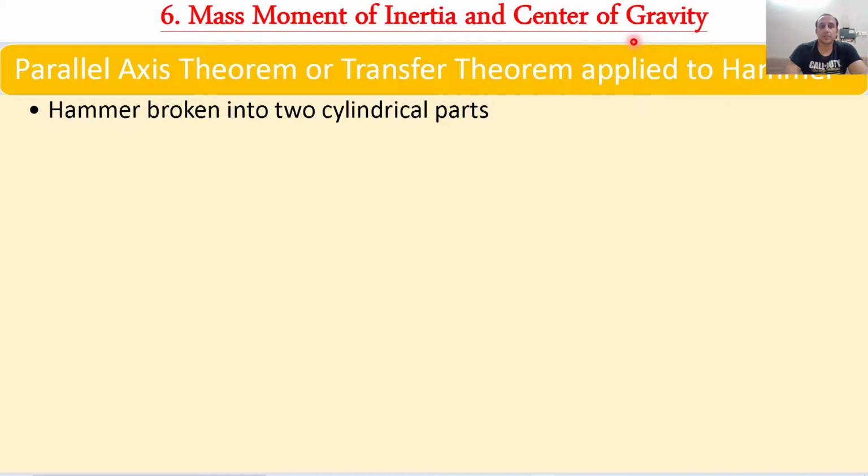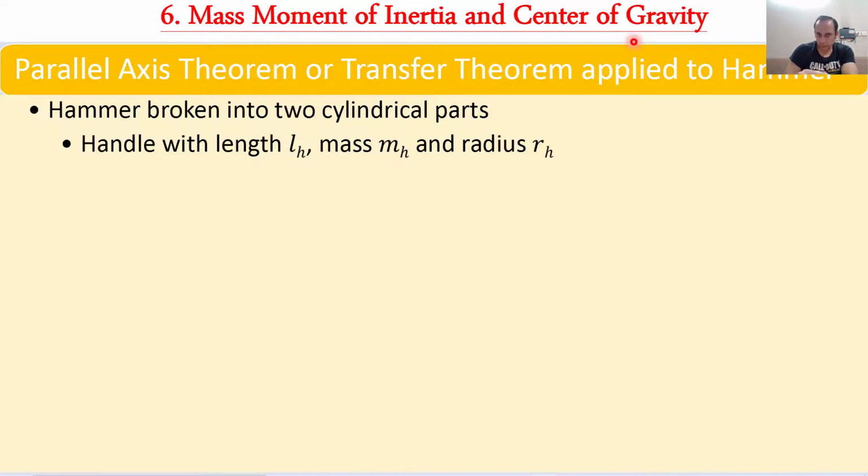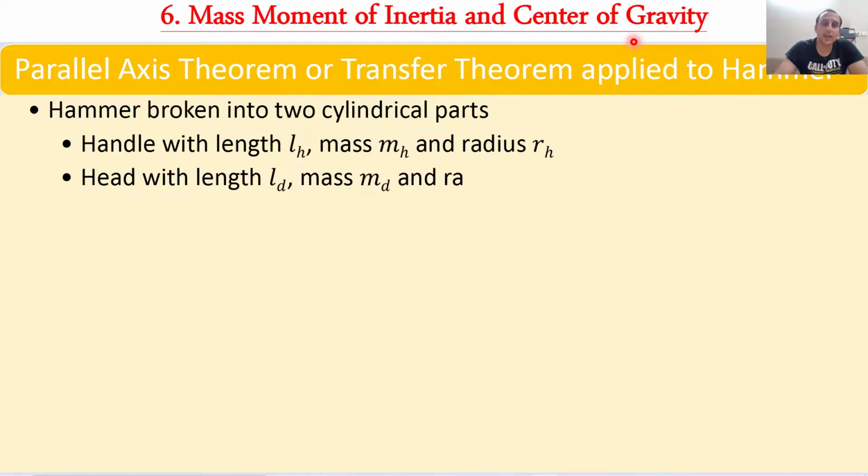Okay, so the topic continues. The hammer is broken into two cylindrical parts. We already discussed that one. We know what we did to the hammer. We divided it into two cylindrical parts. One was the handle. The length of the handle was denoted by LH, the mass by MH, and radius by RH. Similarly, the length of the head was denoted by LD, mass by MD, and radius by RD.